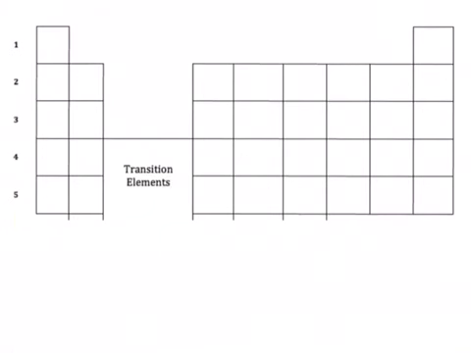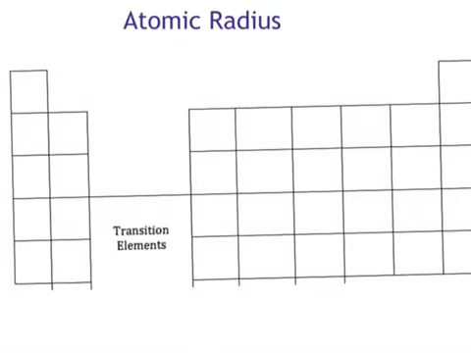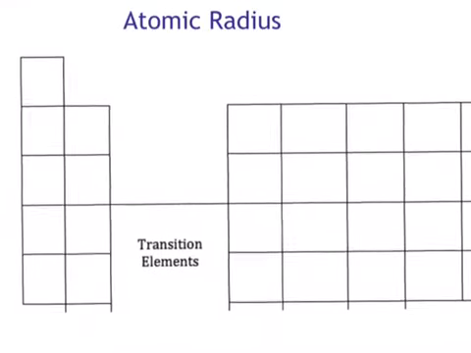So these are the groups and periods that we're going to be looking at. You're going to label them on your own extended periodic table, because all of your blank periodic tables look the same. But we're going to use this to help illustrate atomic radius.